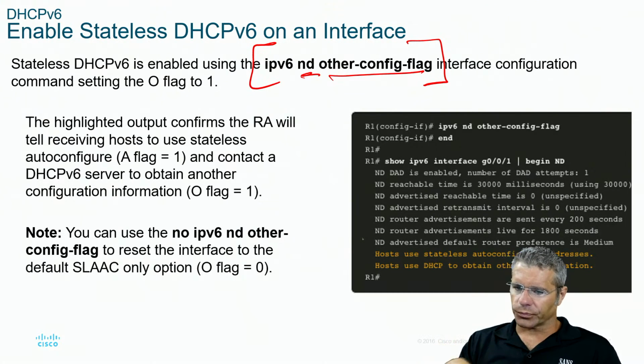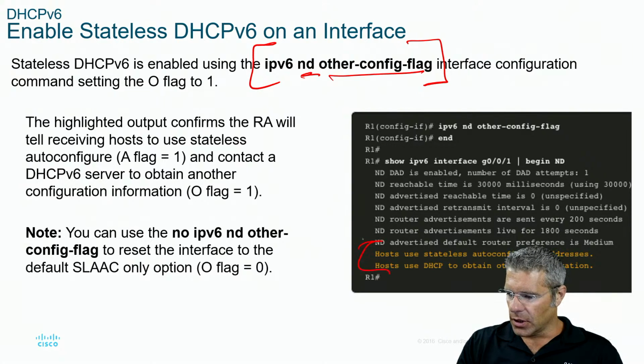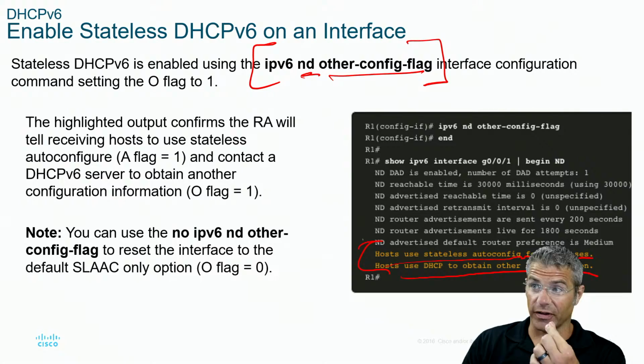So here's our highlighted output. It says hosts use stateless autoconfig for addresses. Hosts use DHCP to obtain other configuration, hence the O flag.